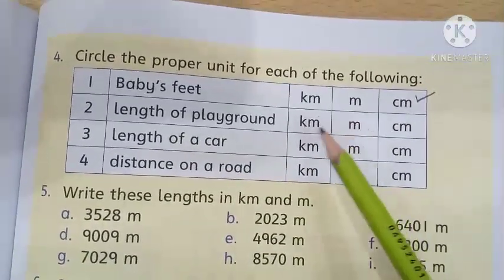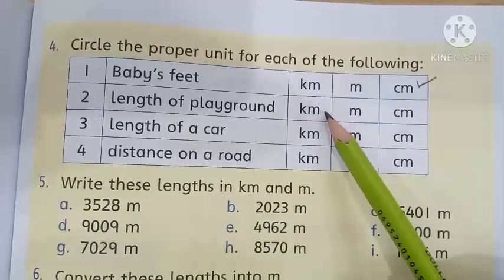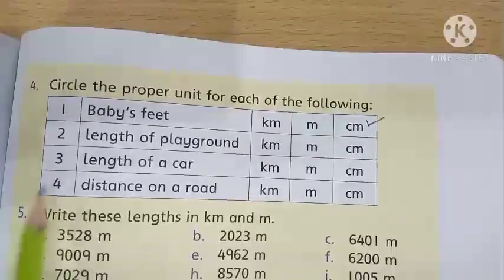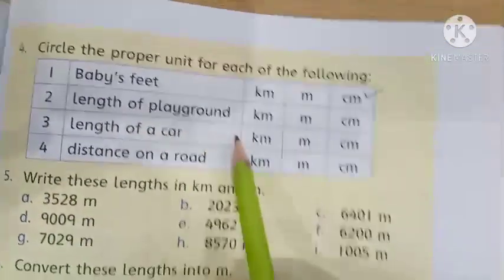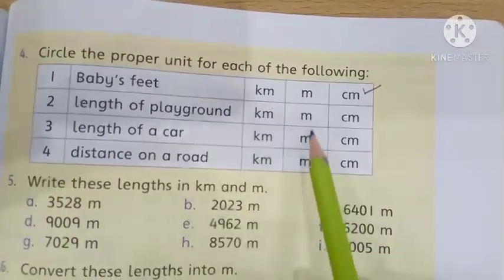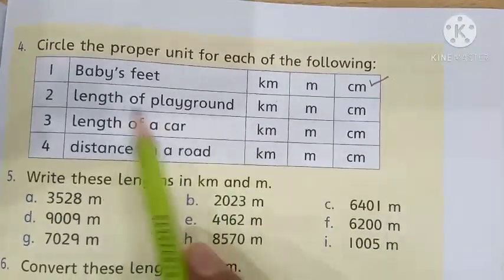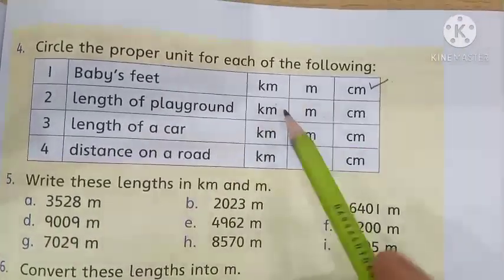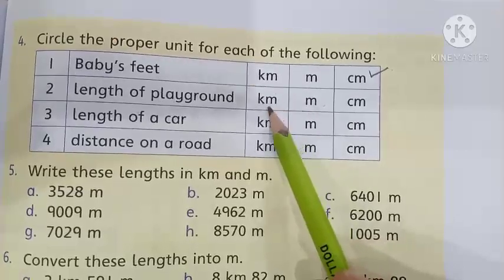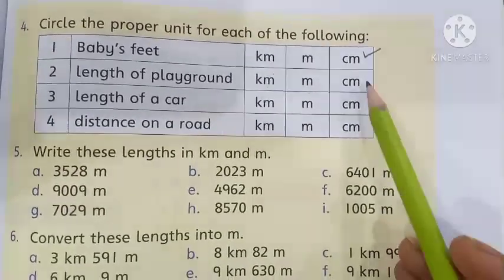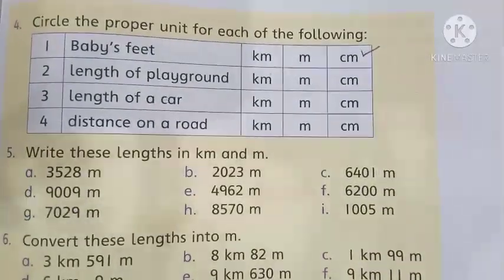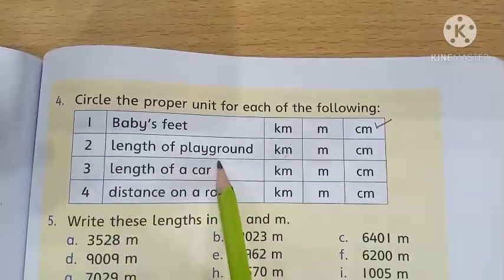Kilometer is a very big unit, so we can't use it. The next part, number 2, is the length of a playground. We will use the meter unit to measure the length of a playground, as the kilometer is a very big unit and we can't use it, and the centimeter is a very small unit.